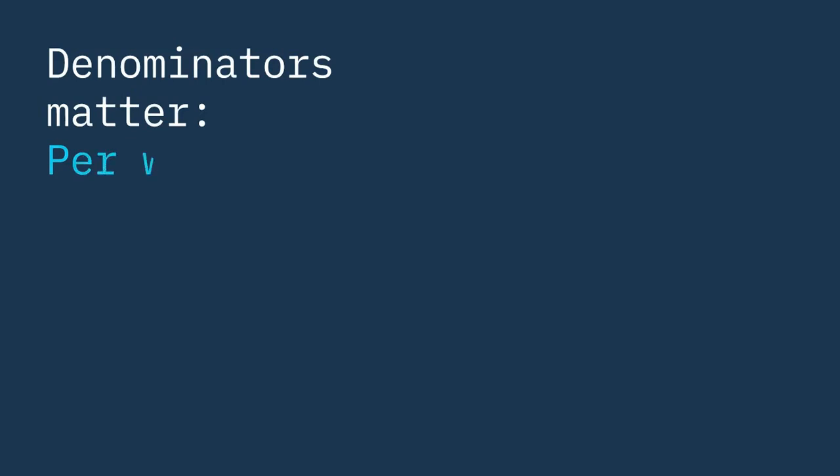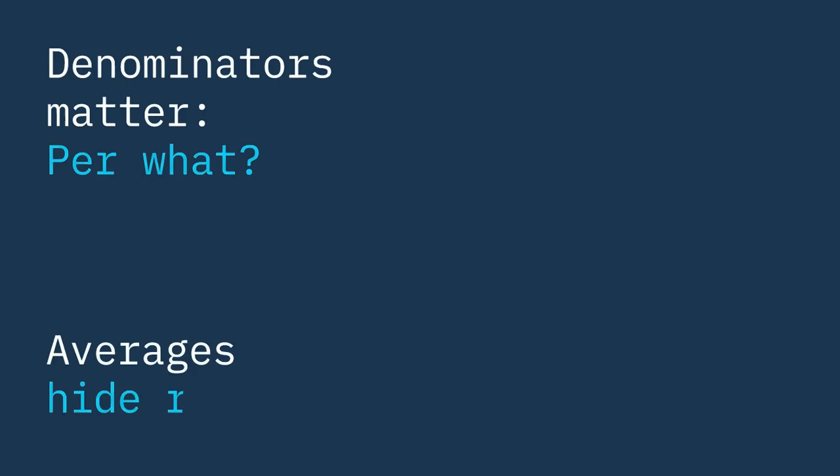Now consider denominators. Counts feel concrete, but they're often the wrong measure. Saying one city has more crime than another is meaningless without population. Rates exist to make comparisons fair. Whenever you see numbers, ask per what and out of how many.